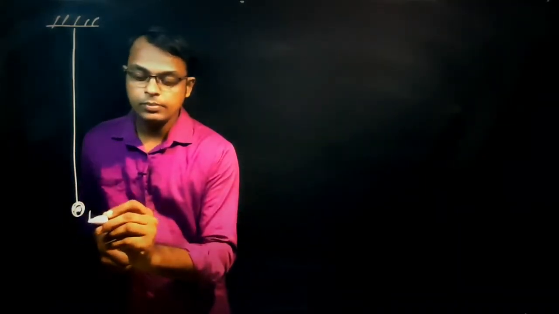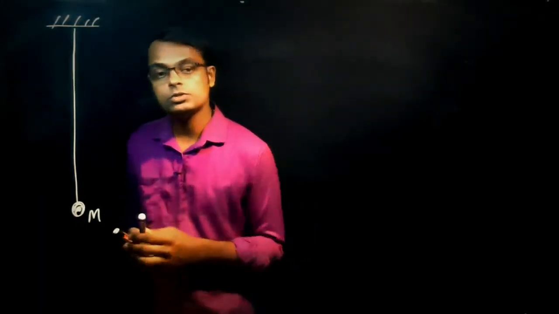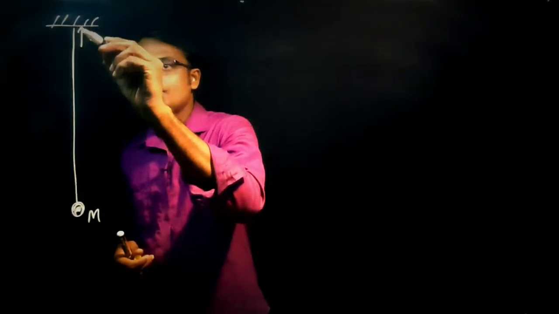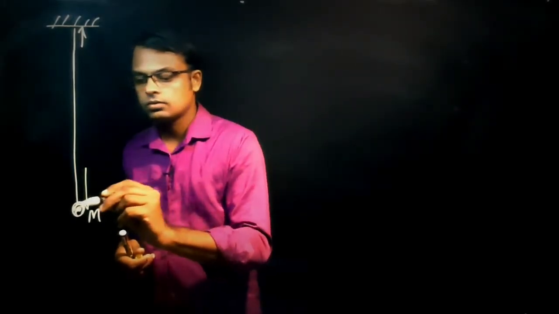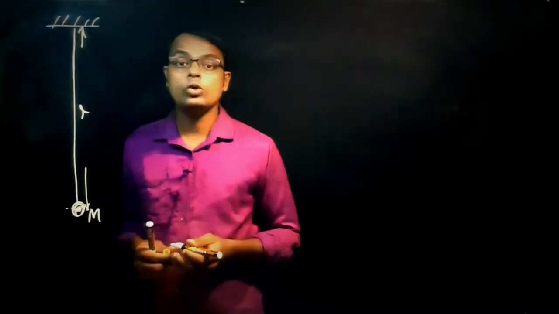So we are going to find the time period formula. What is meant by time period? The time taken to complete one oscillation. What we are assuming is that the time period may depend on the mass of the bob, and may depend on the length of the simple pendulum.